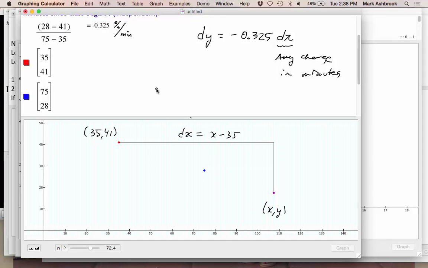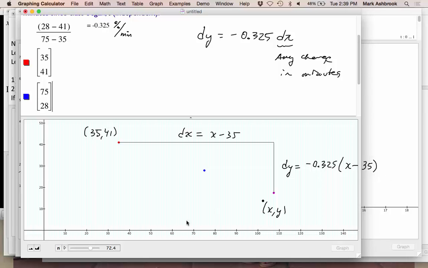Okay, somebody new. What do we do next? Yes, sir. dy. And what is it? It's going to be negative 0.325 times dx. We just said, given any change in x, the change in y is negative 0.325 times as much. So let's do that. The change in x is x minus 35. The change in y is negative 0.325 times as much as that.